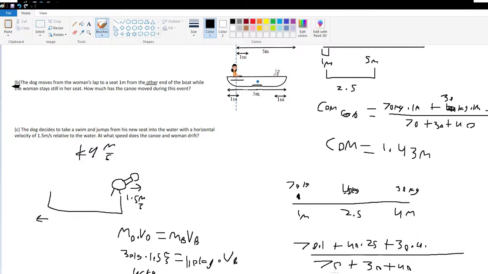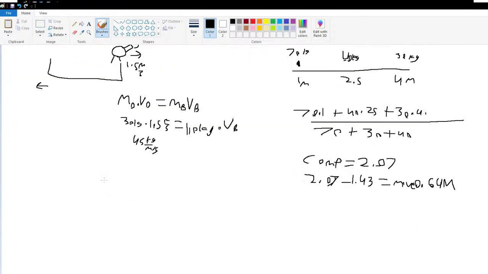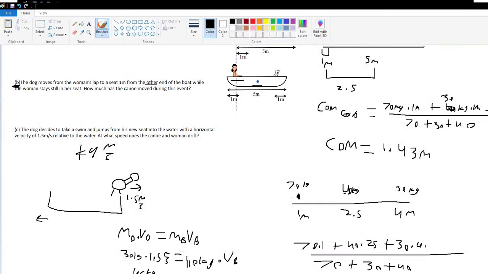Then we divide that by 110 kilograms, and that gives us the velocity of the boat equal to 0.41 meters per second. I'm pretty sure that's the right answer, and yes, it is. Does anyone have any questions on that last one? None. No, I'm good. Beautiful.